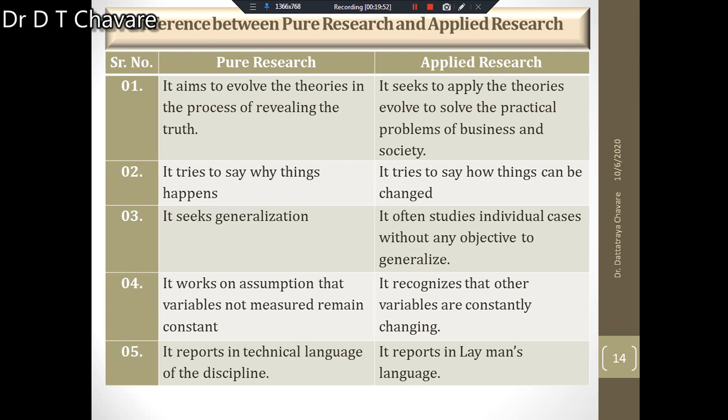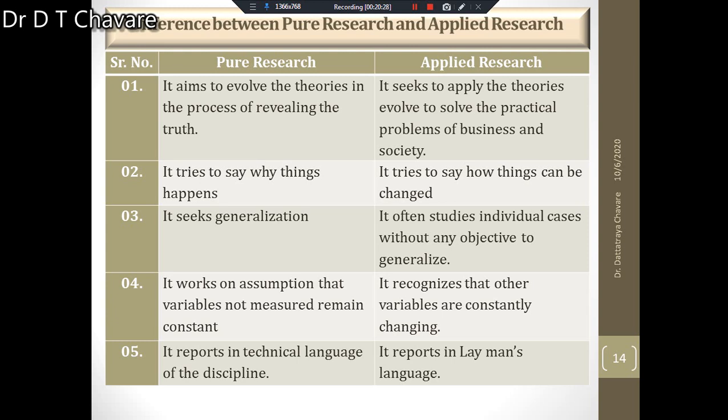With the help of the first point, we can understand there is a difference between pure research and applied research. What is it? Pure research aims to evolve the theories in the process of revealing the truth. Try to understand. Pure research aims to evolve the theories in the process of revealing the truth. And applied research seeks to apply the theories evolved to solve the practical problems of business and society. This is the first difference.